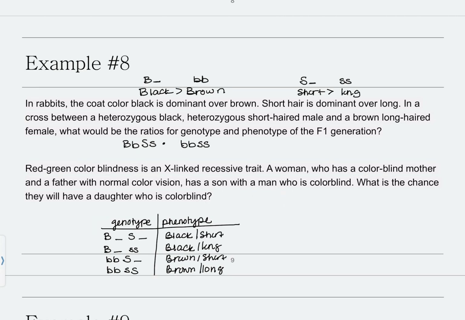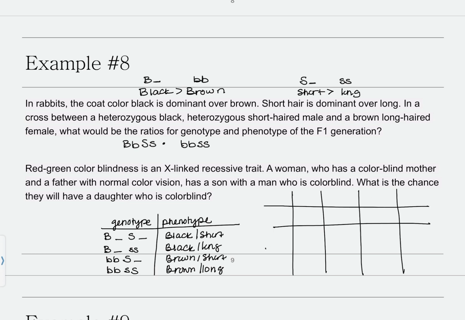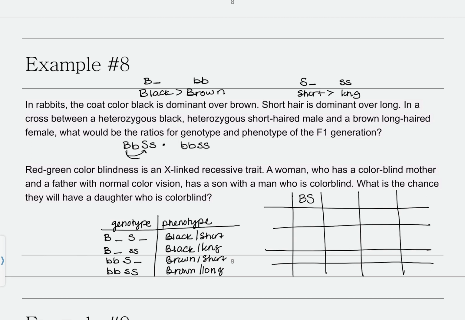All right, so let's do our cross. We need our 4x4. And we do our little foil pattern. So this allele goes with this allele. And this allele could also pair with that allele. And then the same thing here. Or here.